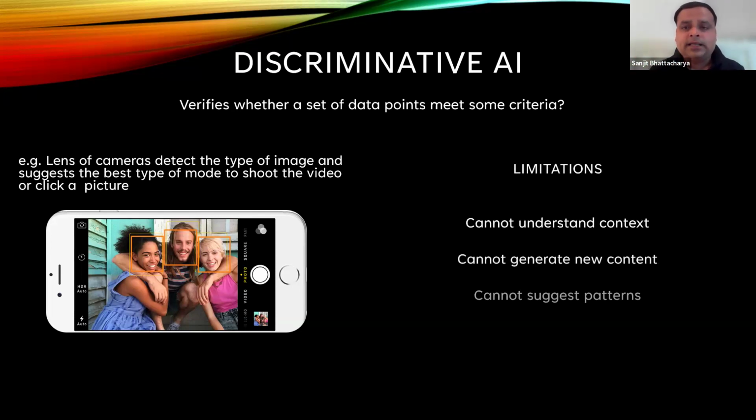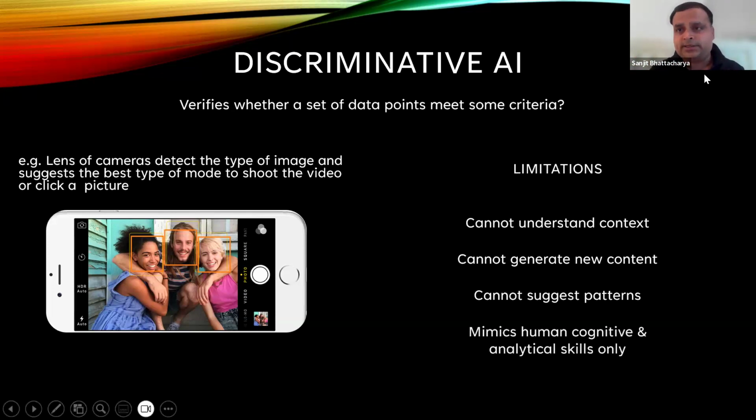The challenges are that it cannot understand context. So it does not know how to interpret that photograph. Like I said, it cannot differentiate between a photograph and a real human being. It cannot generate new content. It will only give you results on the basis of the database that it has, but it cannot process that database to come up with new content which is being generated for the first time, right? It cannot suggest you a pattern, and it will only mimic the amount of cognitive skills and analytical skills that it has been taught.